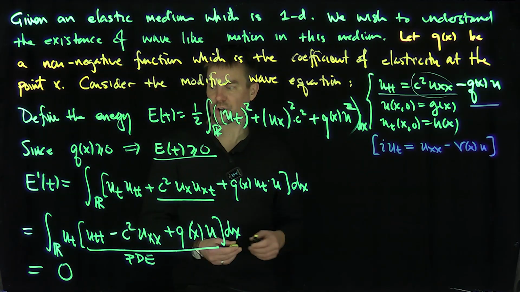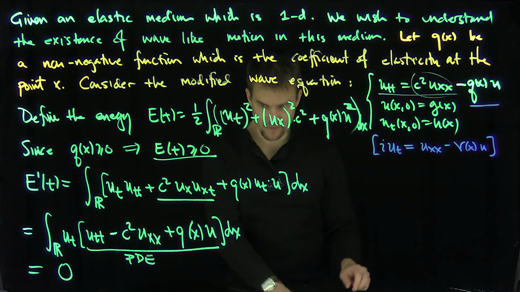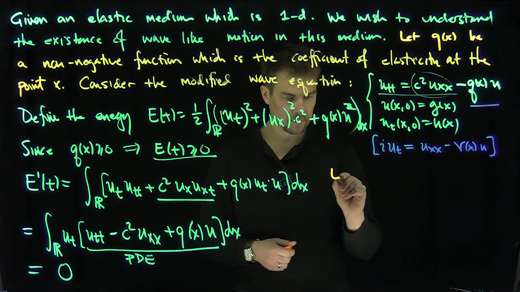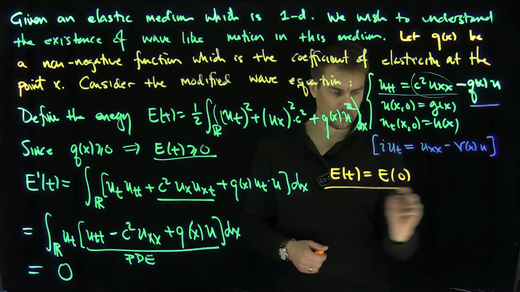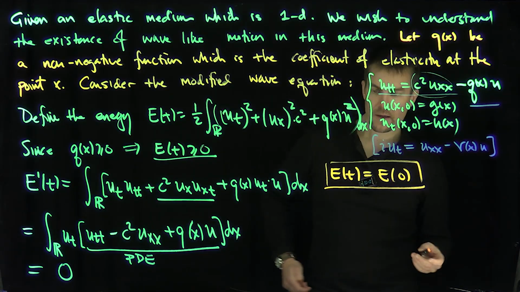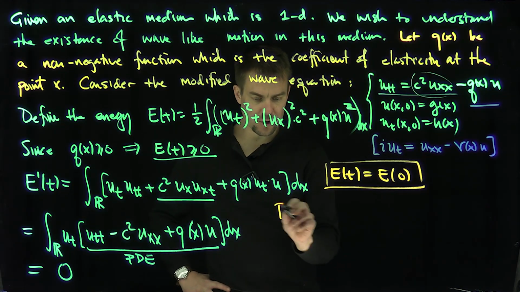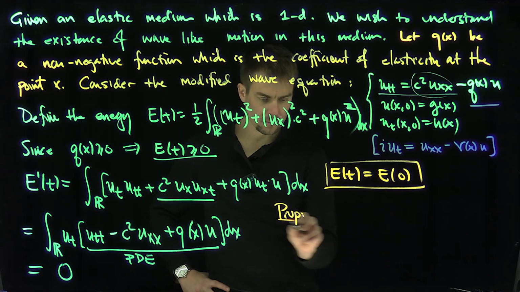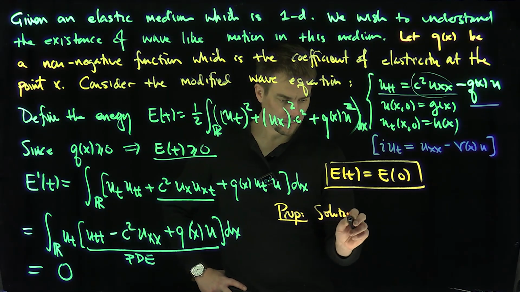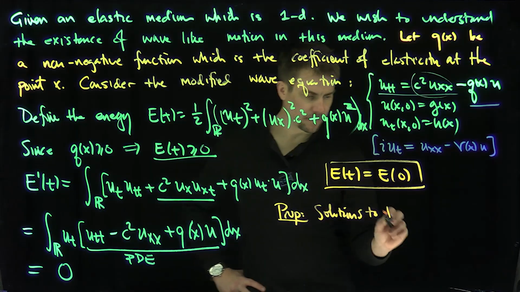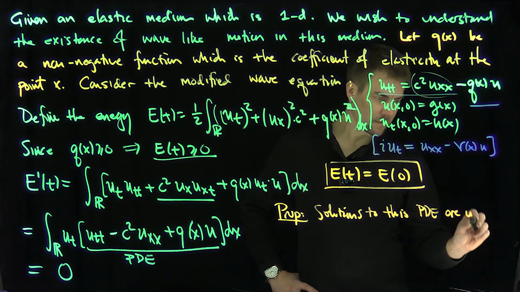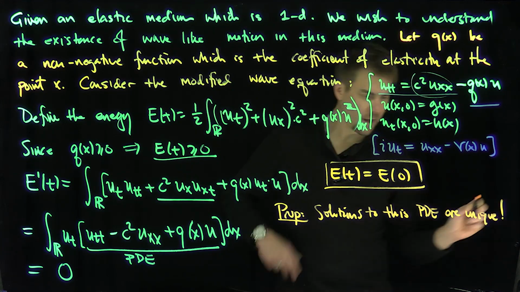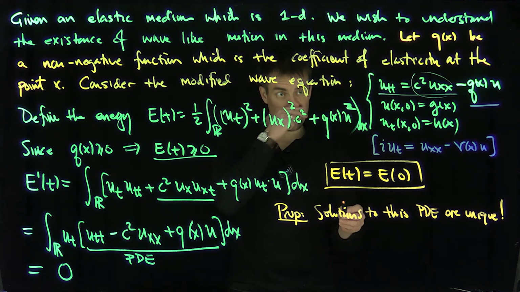And so we have a conservation of energy in the system, right? So that says that E of t is equal to E of 0, okay? Now, here's a proposition: solutions to this PDE are unique, if they exist. And what's the standard method to do this?